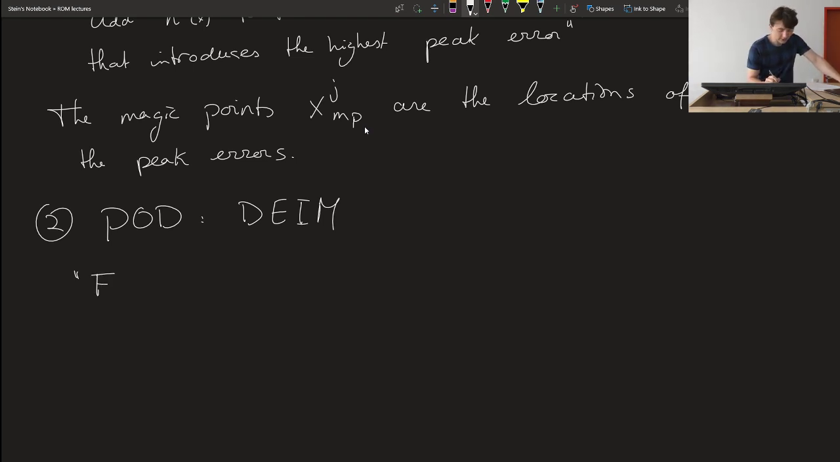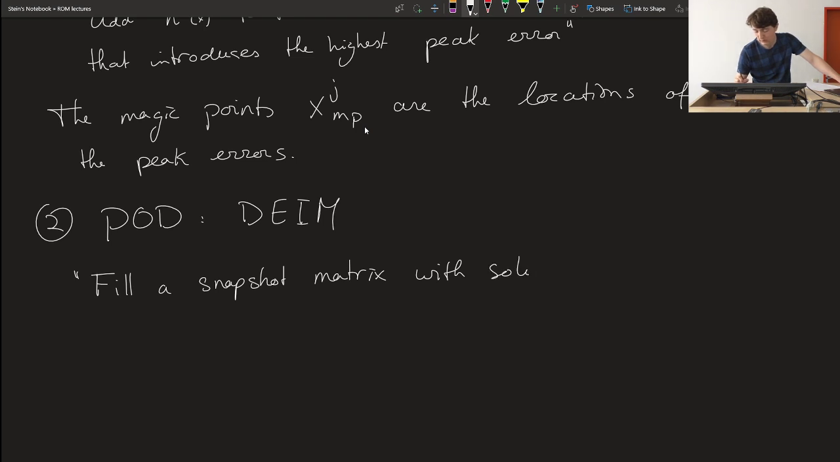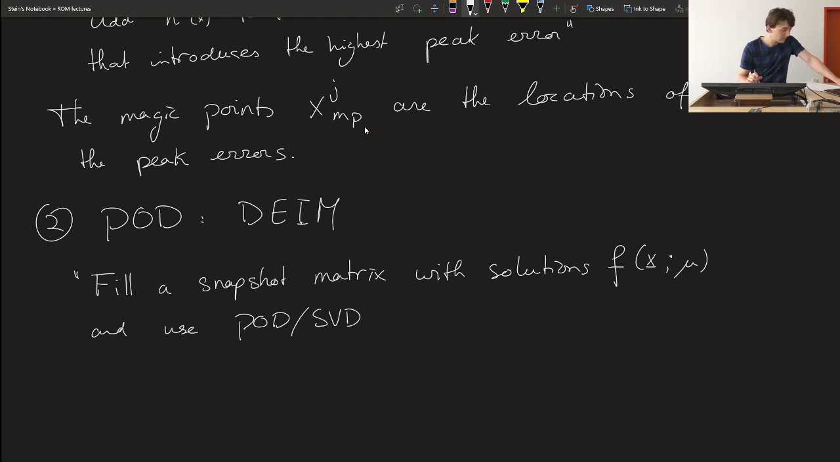So the way that we're describing this is we're going to fill a snapshot matrix with solutions of our function fx at different mu locations. And we're going to use POD or SVD to determine the most important modes.